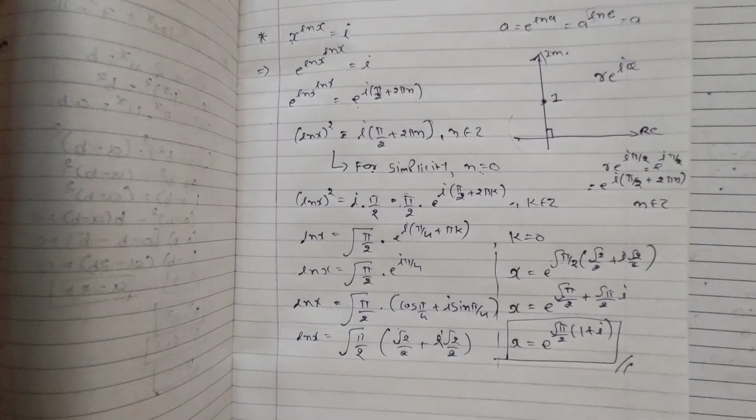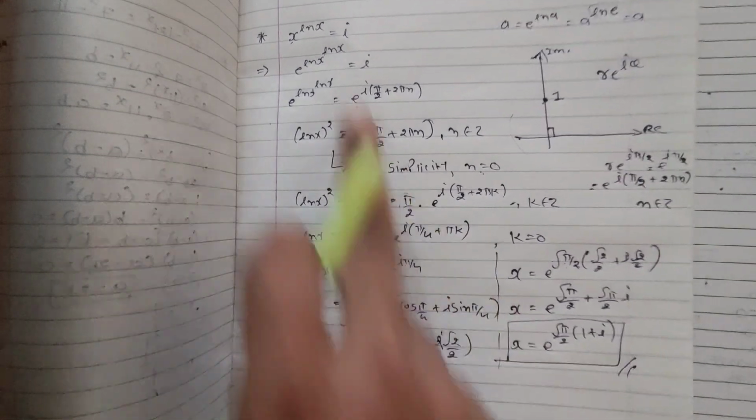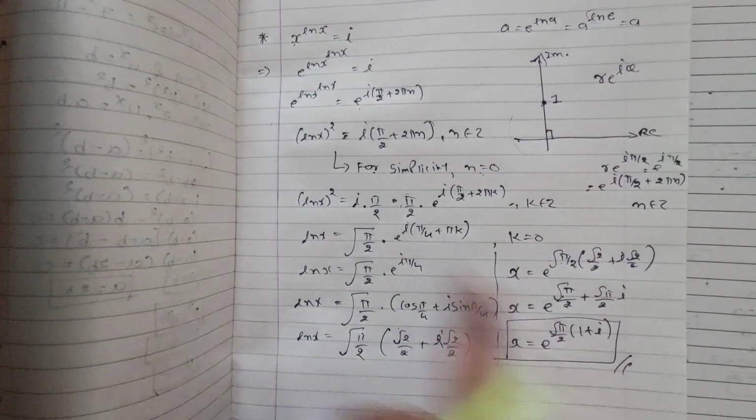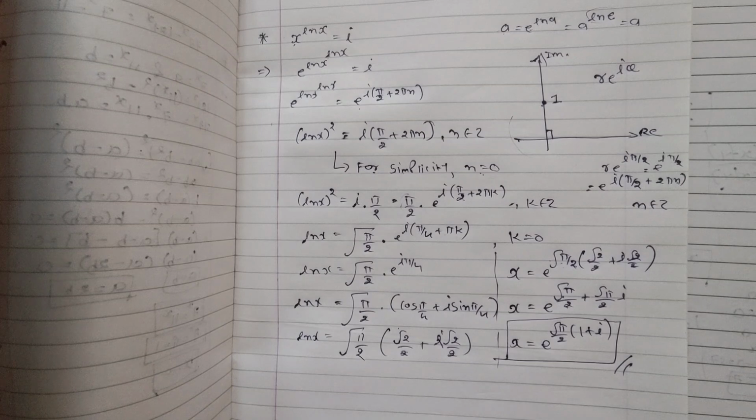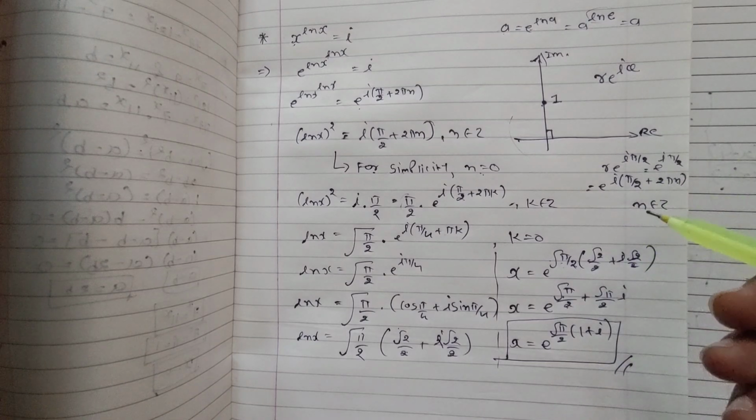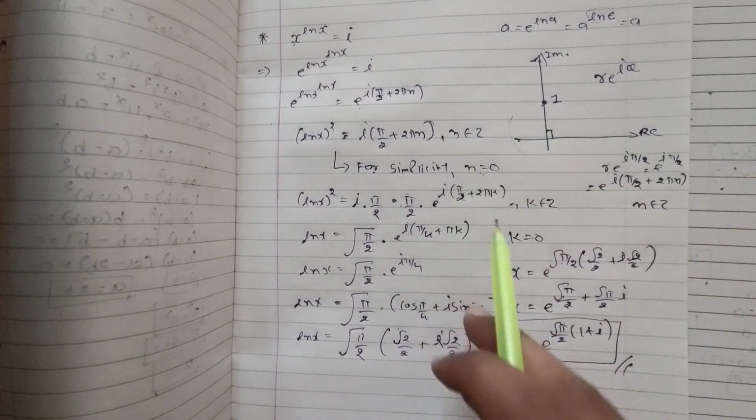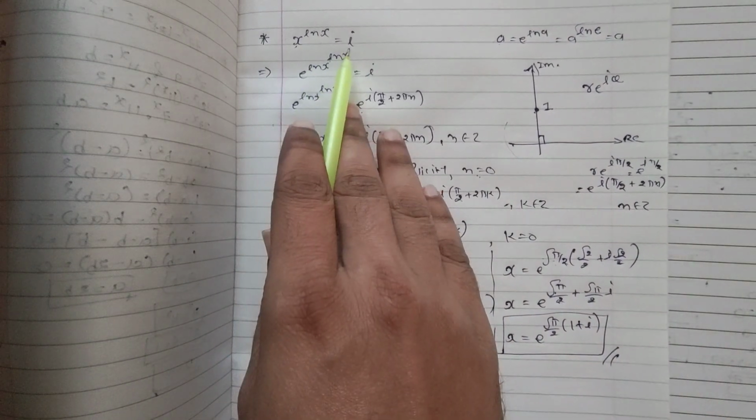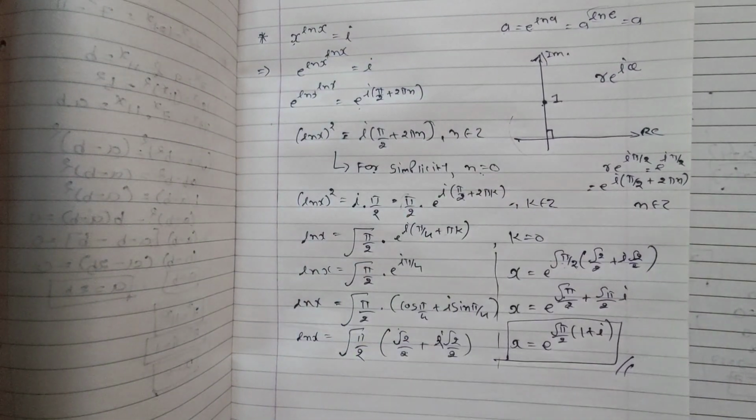This will be your final value of x, and if you put this value here, when you solve, you will get iota as your answer, right? So I hope you got it. This is a very conceptual and very amazing question, right? As I said, this is a mixture of exponents, logarithm and complex numbers. Very few times you see this kind of question. I hope you got it.